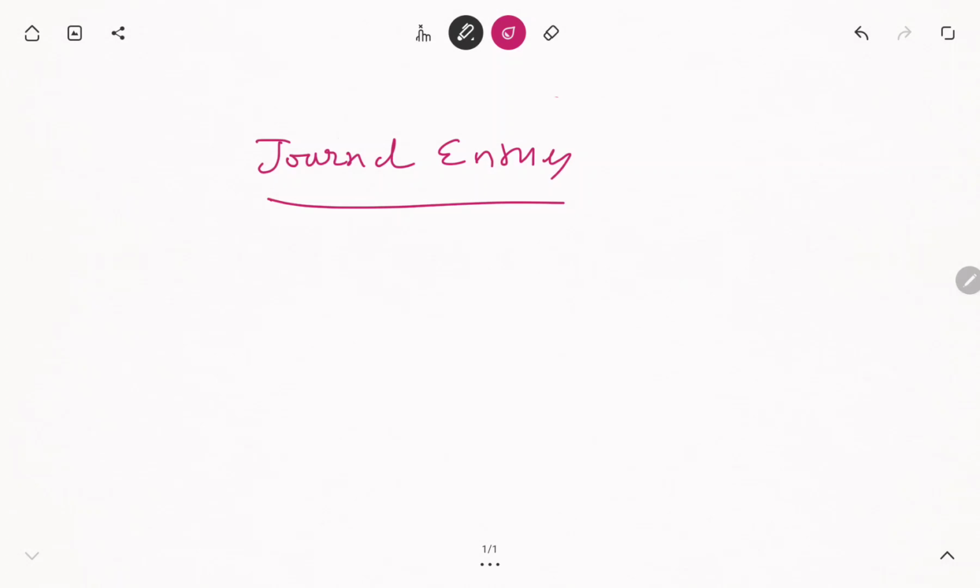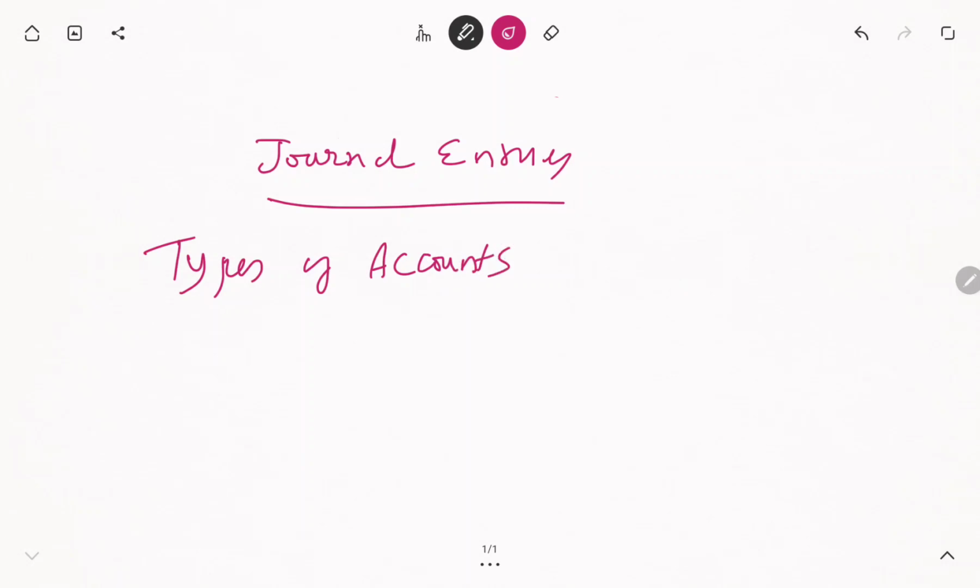This is for 11th CBSE, State Board, ISC, like that. Before learning journal entries, you have to study types of accounts.